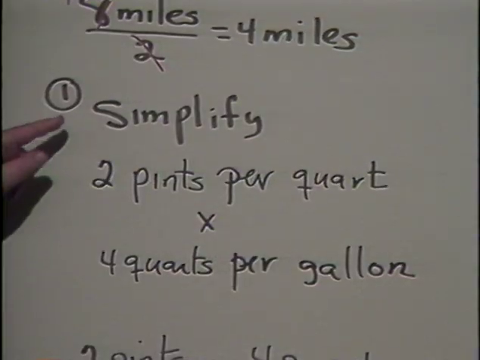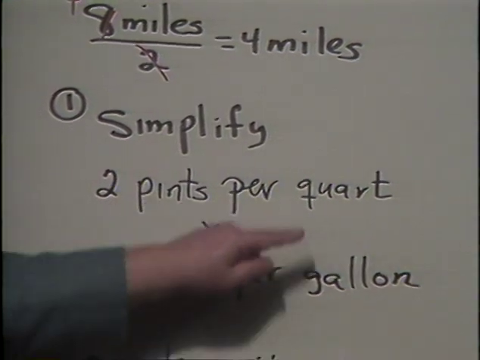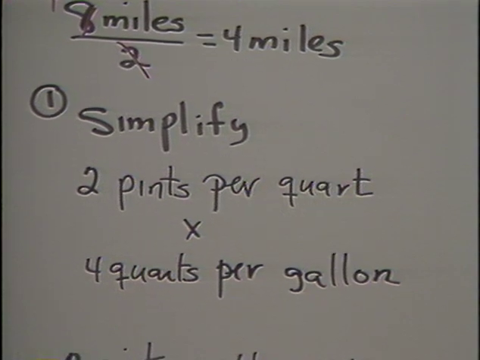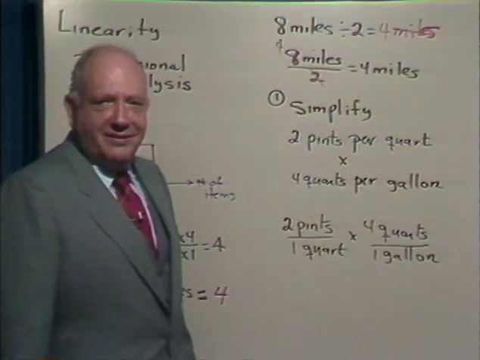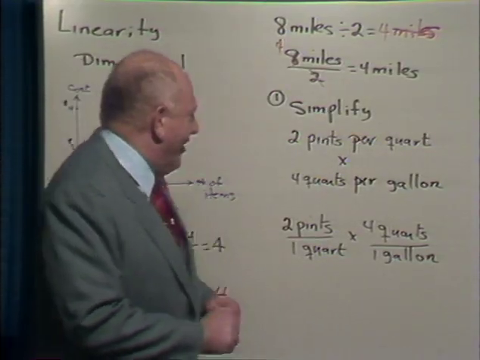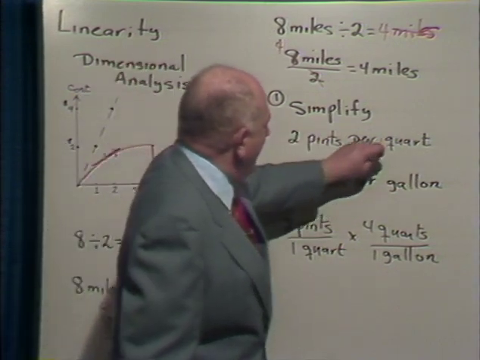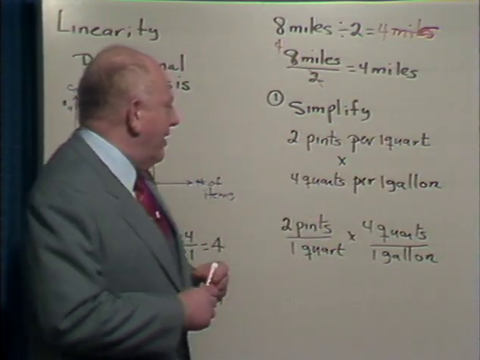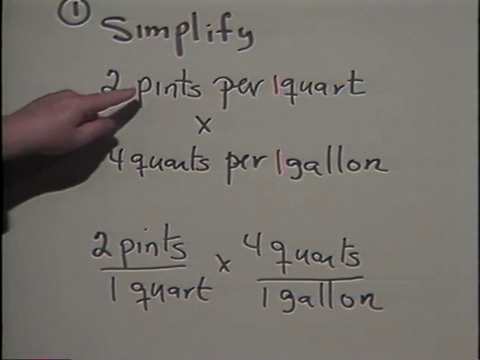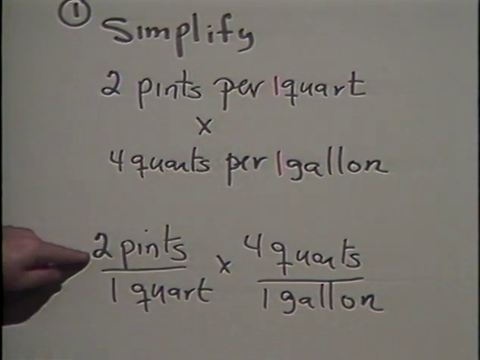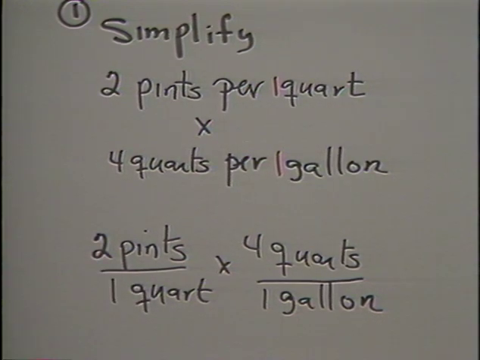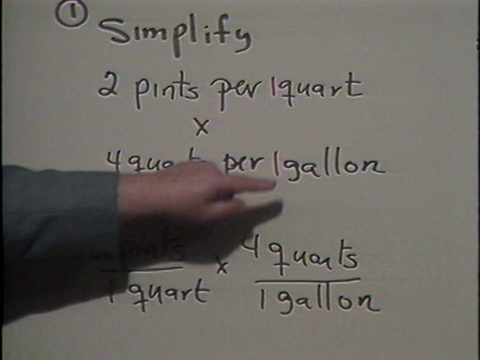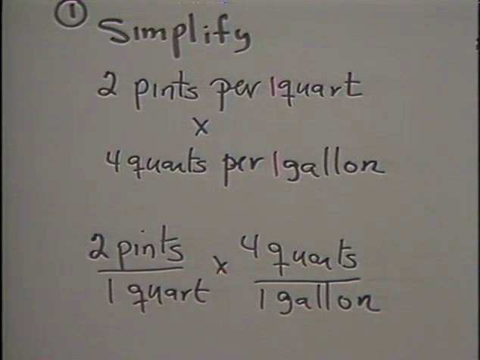Here's a problem. It says simplify 2 pints per quart times 4 quarts per gallon. There was my Boston accent, not quarts, quarts. Well, what the heck? You get what you pay for, all right? Let's write this in the new language. First of all, whenever the adjective is missing, it's always assumed to be 1. So according to our new language, 2 pints per quart is 2 pints divided by 1 quart, 2 pints over 1 quart. And 4 quarts per 1 gallon is 4 quarts over 1 gallon.